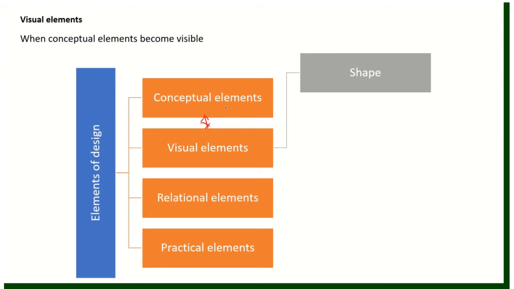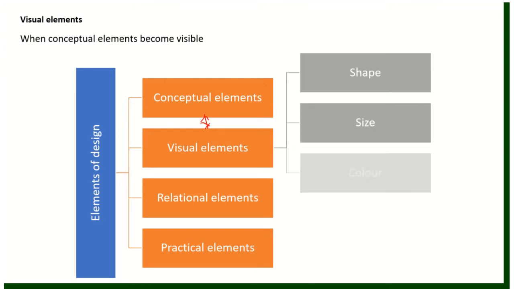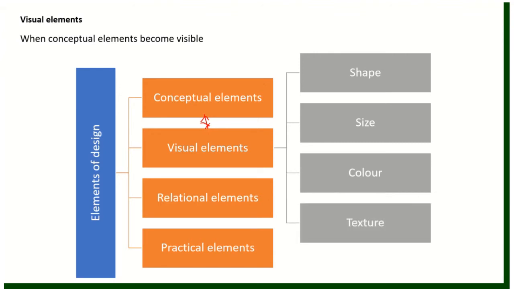The conceptual elements can be made visible, provided that they have these visual element properties. What are those? Shape, size, color, and texture. So we know any element, if you represent it, has these properties: shape, size, color, and texture. So these four properties are called visual elements. Now let us discuss each of these visual elements in detail.